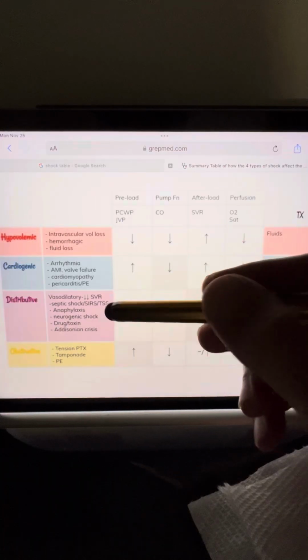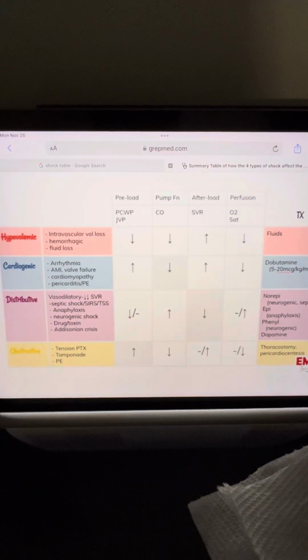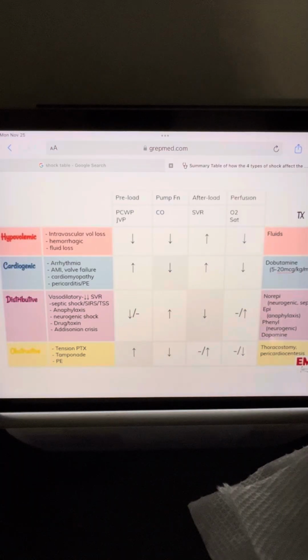Okay, so let's go on to distributive shock. Now the key effect here is what's called vasodilation. So the vessels are going to dilate, okay? That's the first thing to keep in mind. That's the major disturbance: dilation of the blood vessels.